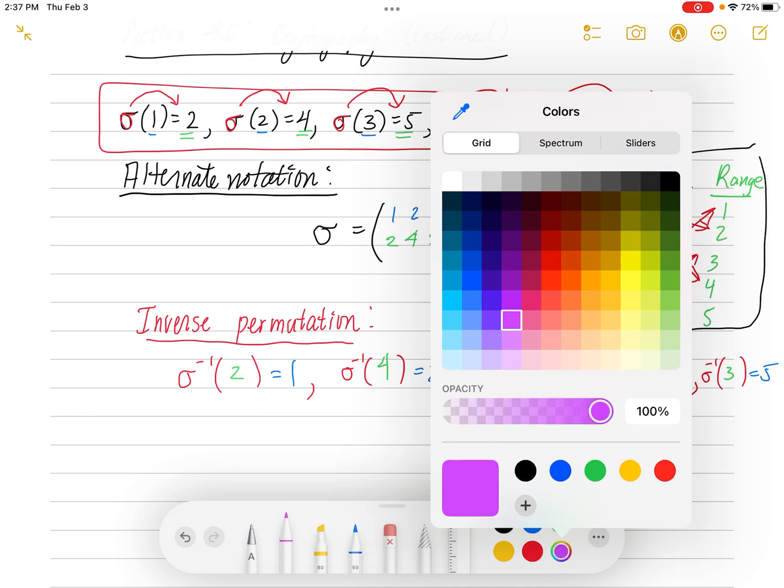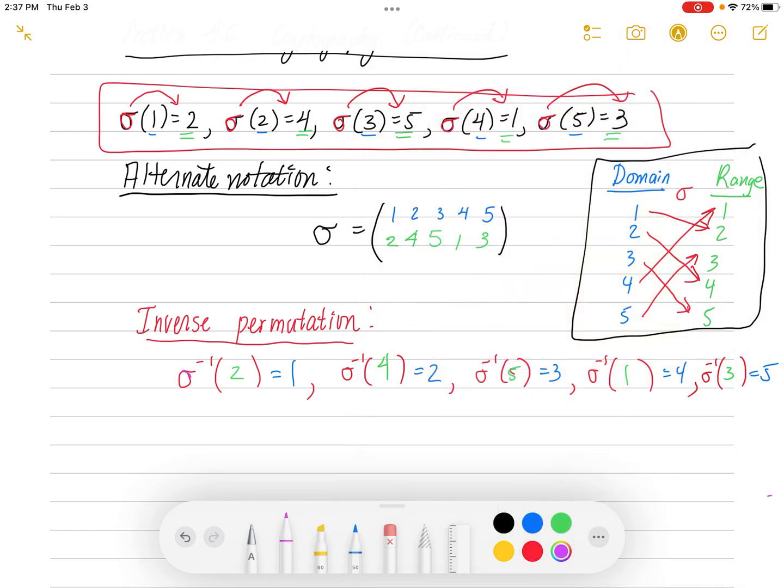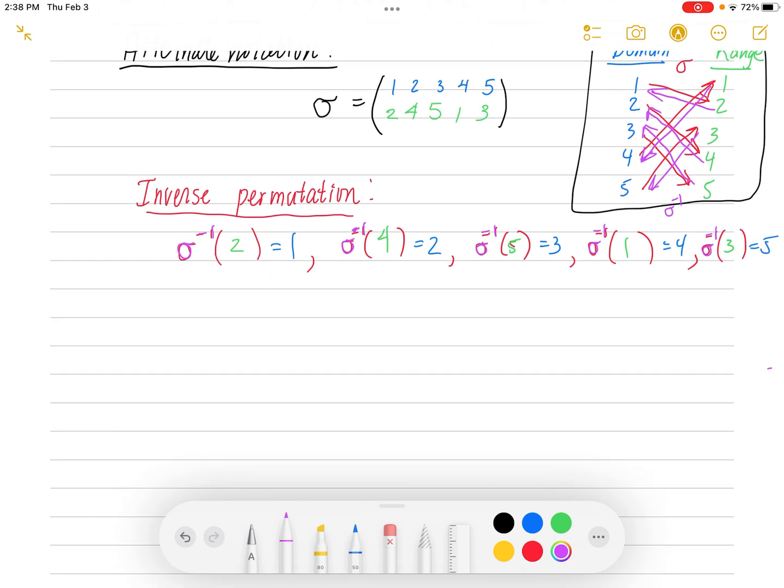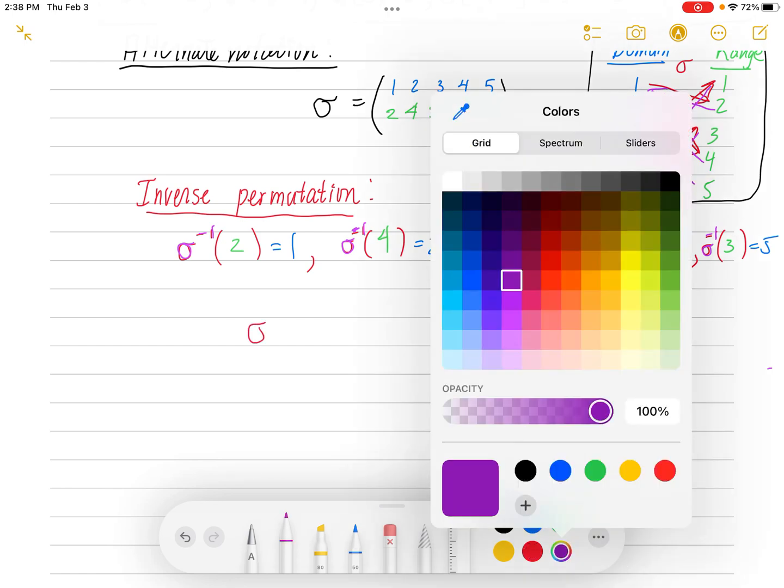The inverse sends things in the opposite direction. I'll use a purple color for the inverse. The inverse is going to have this purple color here. So sigma inverse is going to send everything backwards. So instead of 4 going to 1, 1's going to go to 4, 3's going to go to 5, 5's going to go to 3, 4's going to go to 2, and 2's going to go to 1. So that's sigma inverse. Now if you wanted the alternate notation, we call this sigma inverse.